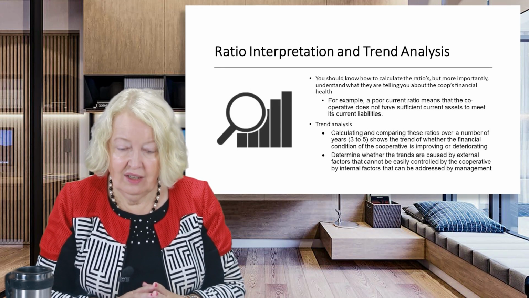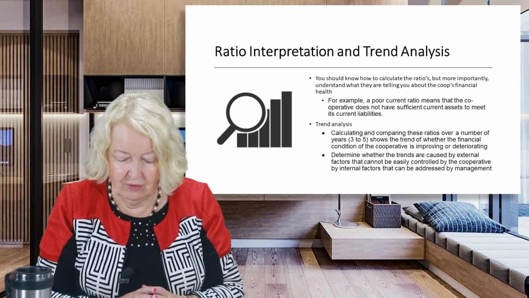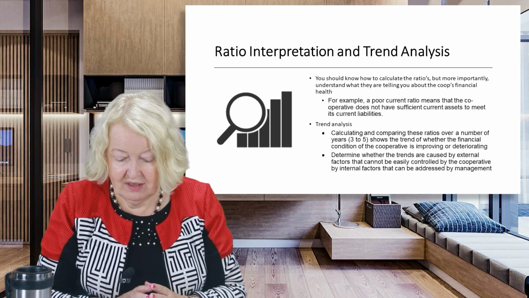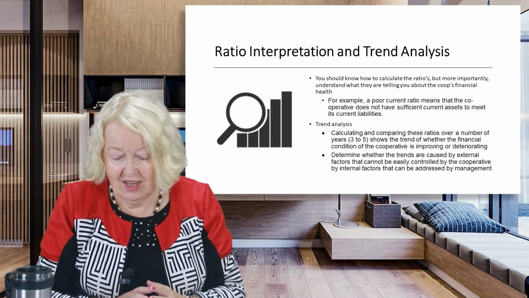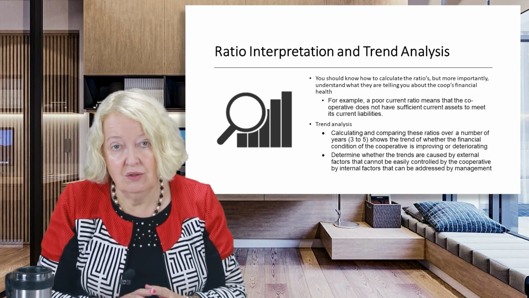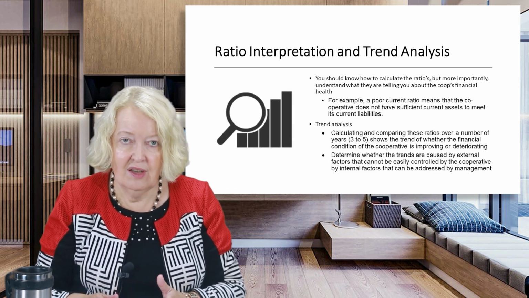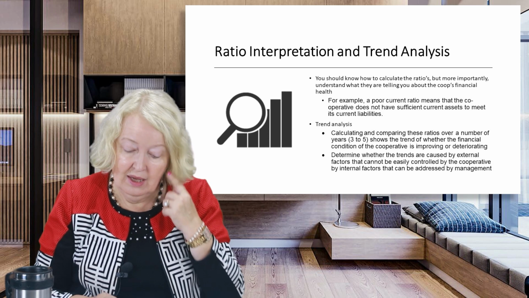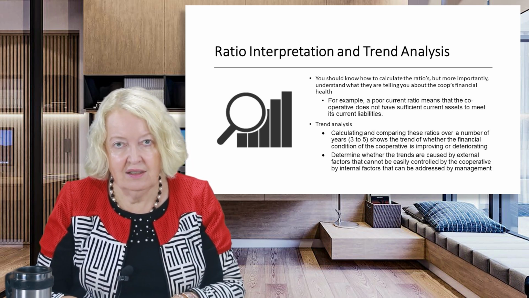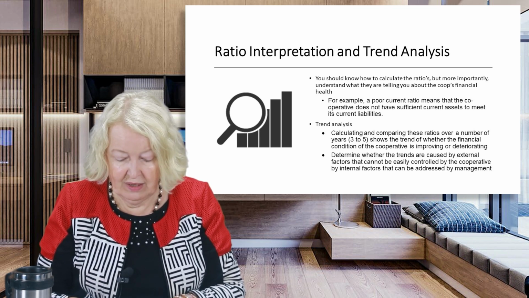You should know how to calculate the ratios, but more importantly, what is the ratio telling you? For example, as I mentioned, a poor current ratio means that the cooperative doesn't have sufficient assets to meet its current liabilities. The other thing you want to do is look at trend analysis. You want to compare the company to itself over a period of maybe 3 to 5 years to show whether a company is improving its financial condition or whether it's deteriorating. So that's important as well.